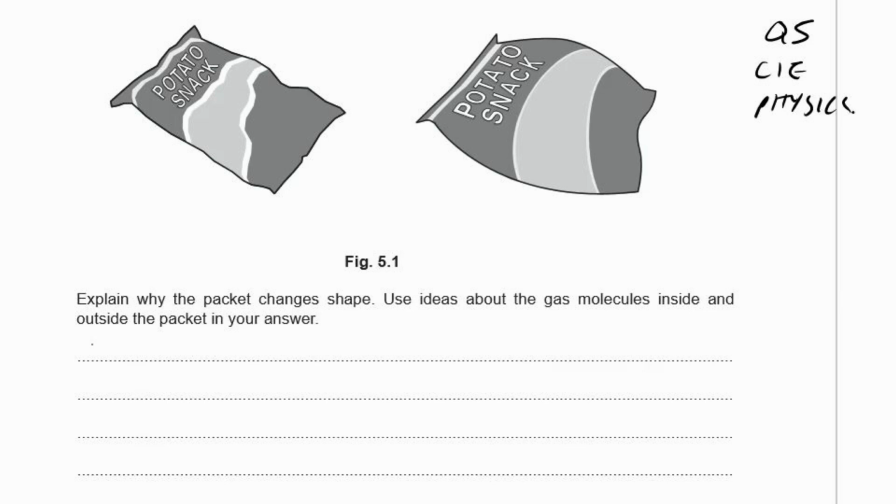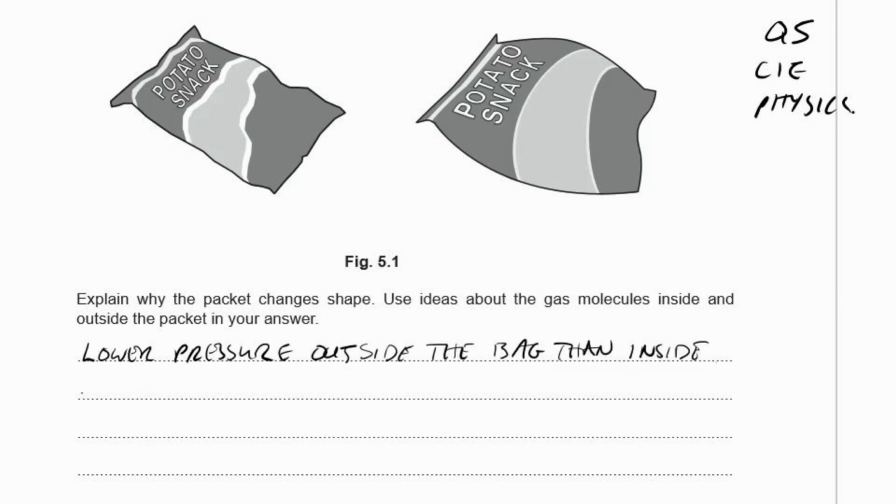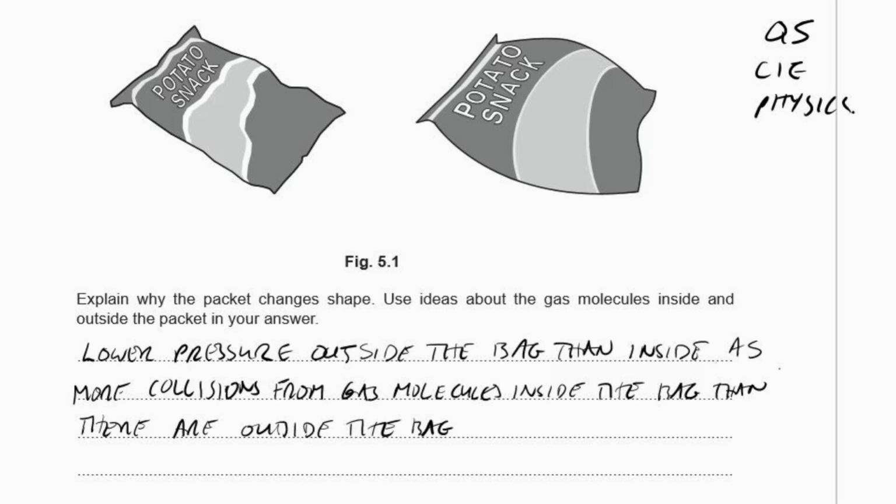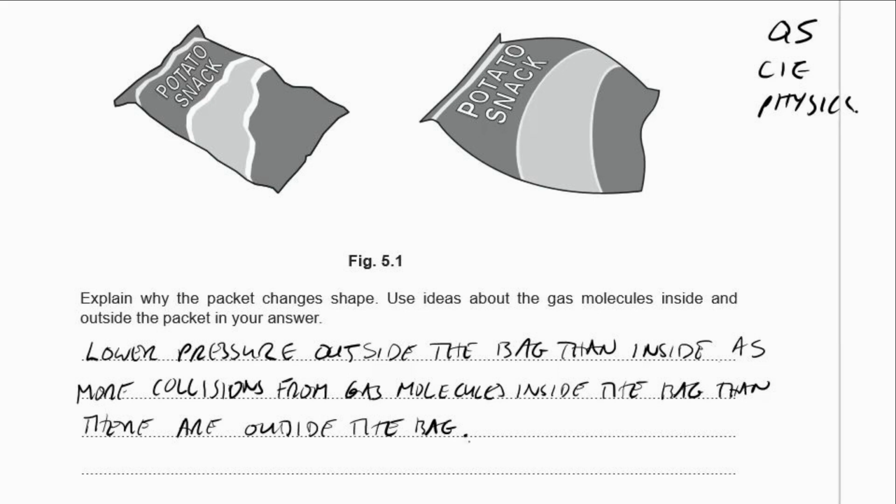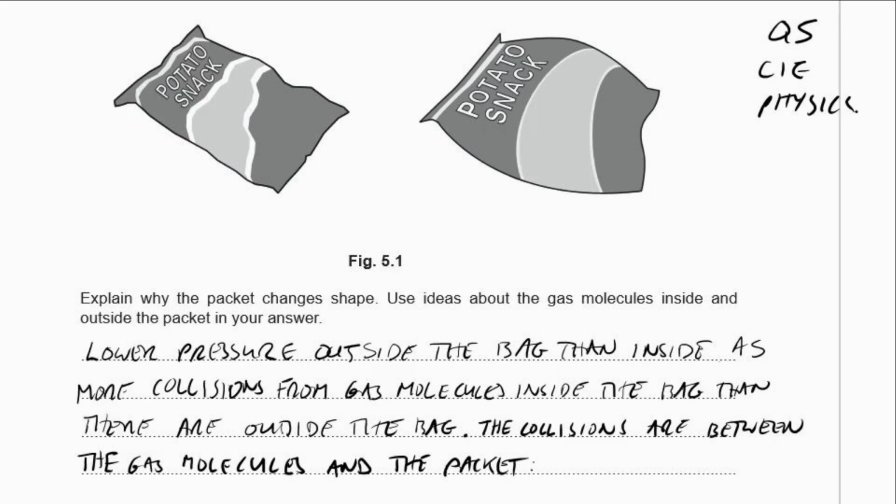So, there's less pressure outside the bag than there is inside. That means there are more collisions with gas molecules inside the bag than there are with gas molecules outside the bag. There we go, we'll just link those two sections together. Now just to make sure it's nice and clear, I'm going to write down that the collisions are between the gas molecules and the packet. Otherwise in the answer I haven't really made it clear what's colliding with what. So we've got lower pressure outside the bag than inside, as there are more collisions from the gas molecules inside the bag than there are outside the bag, and the collisions are between the gas molecules and the packet.